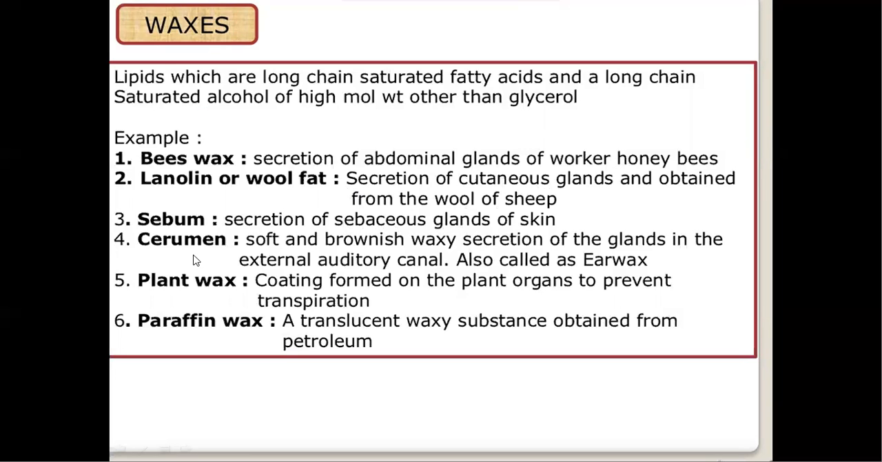And the fourth one is cerumen, which is also called earwax, obtained from the secretions of the external auditory canal. The next one is plant wax, which is obtained from plants, and is useful for preventing transpiration. So water evaporation is controlled by this plant wax. And the last one is paraffin wax, which is produced from petroleum jelly.